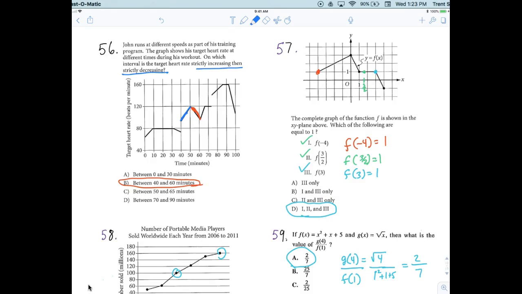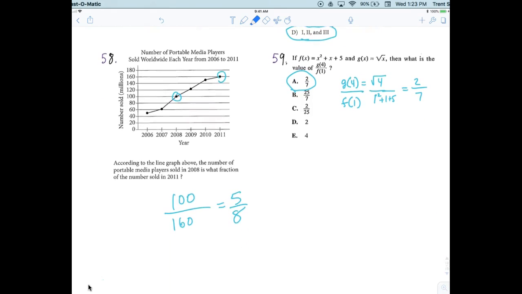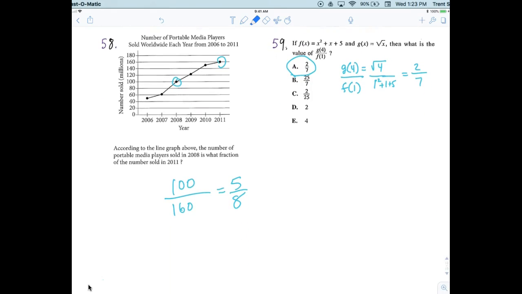Yeah, I think the next two are kind of easy. According to the line above, the number of portable media players sold in 2008 is what fraction of the number sold in 2011? Well, in 2008, I sold how much? Was 100. How much in 2011? The fraction reduces to 5/8.